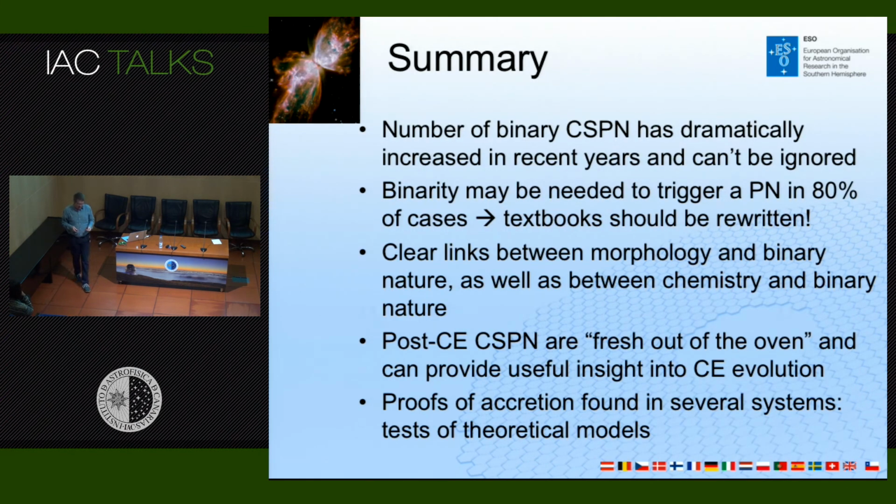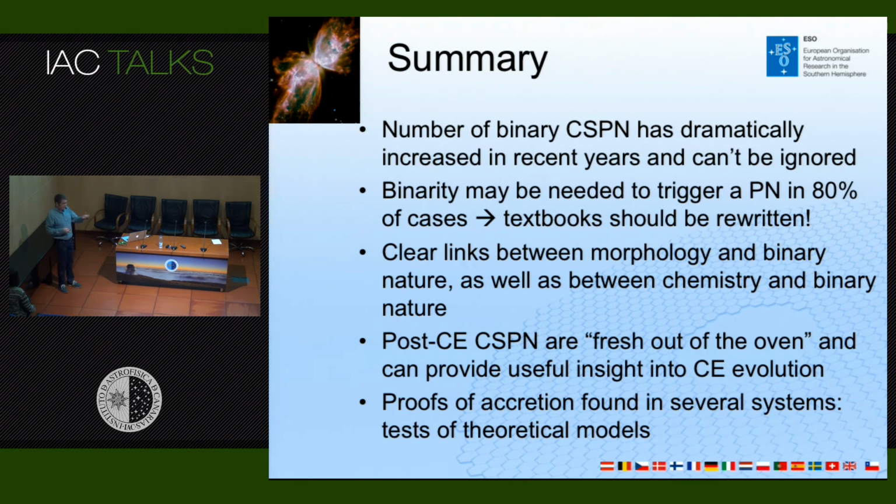So I come then to my summary, and I think you are now convinced that indeed the number of binary central stars of planetary nebulae has dramatically increased and should be taken into account. Please remember that when you see a planetary nebula, most likely there is a binary inside it. And textbooks should be rewritten, okay? So if you are writing a textbook, don't forget to include that. There is a clear link between morphology and binarity, as well as between chemistry and the binary nature of the planetary nebula. And this is of course important to understand those planetary nebulae.